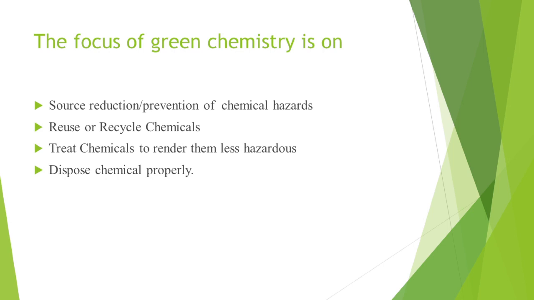So, what are the focus areas of green chemistry? First focus is on the source reduction or the prevention of the chemical hazards. The next one is the reuse or recycling of these chemicals. Then, to treat chemicals to render them less hazardous. So you can make them less hazardous and treat these chemicals accordingly. And then you can dispose of these chemicals properly. Disposal is somewhere where a lot of problems are happening. So disposal of these chemicals must be carefully done. That is also a focus of green chemistry.